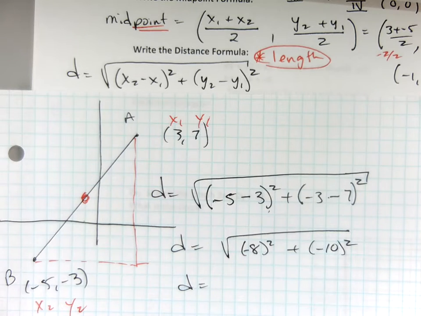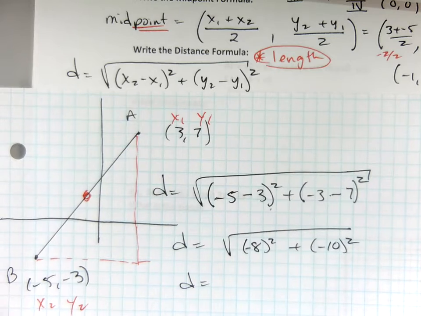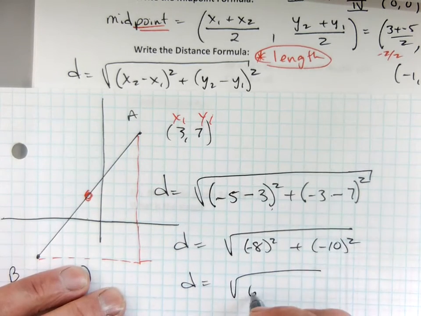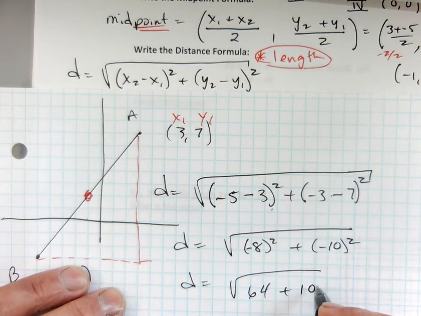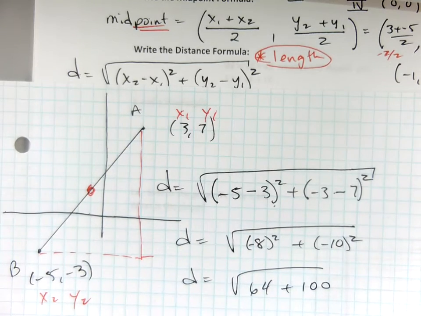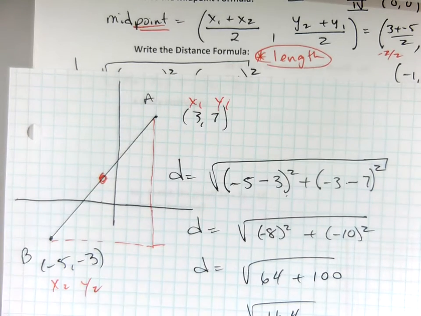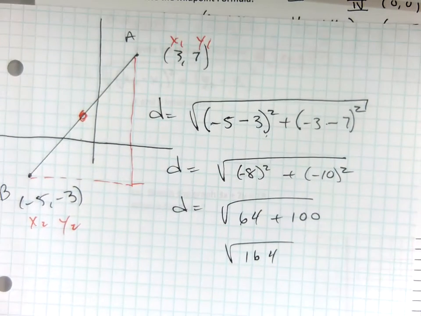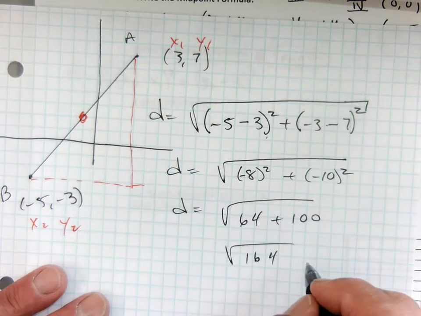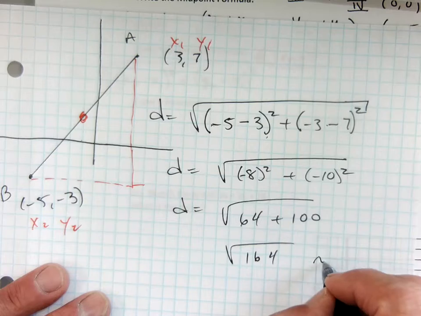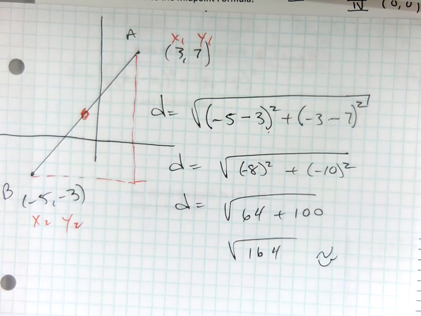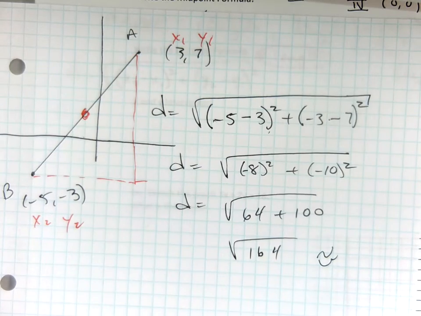Negative times a negative is a? Everybody, negative times a negative is a? All right, so 64 plus 100, right? Everybody agree with that? Square root of 164. That probably reduces, I don't know. Or if it reduces, I don't know what it is, or you can use your calculator to approximate. I don't know what the square root of 164 is. Sometimes I want square root answers, sometimes I want decimals.